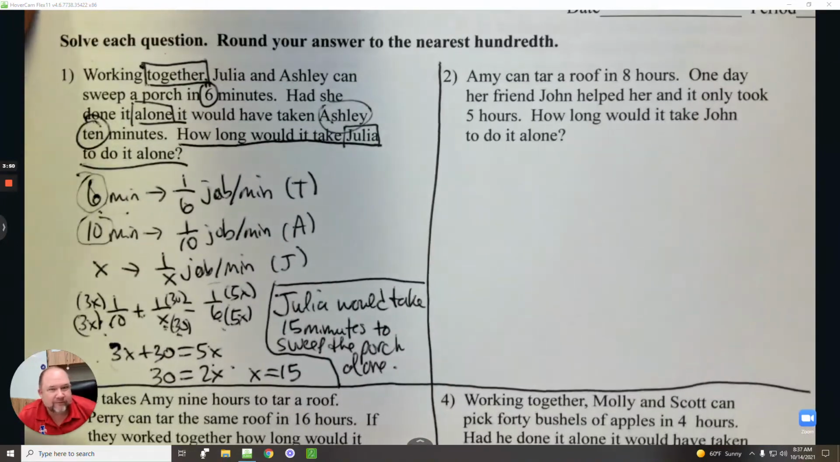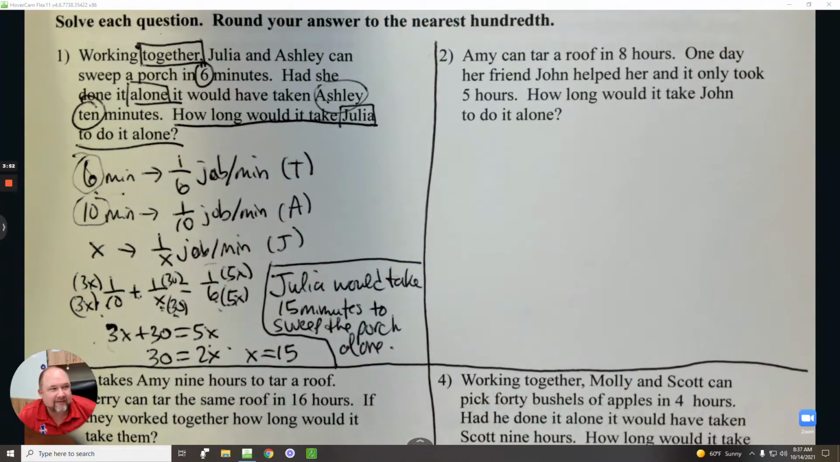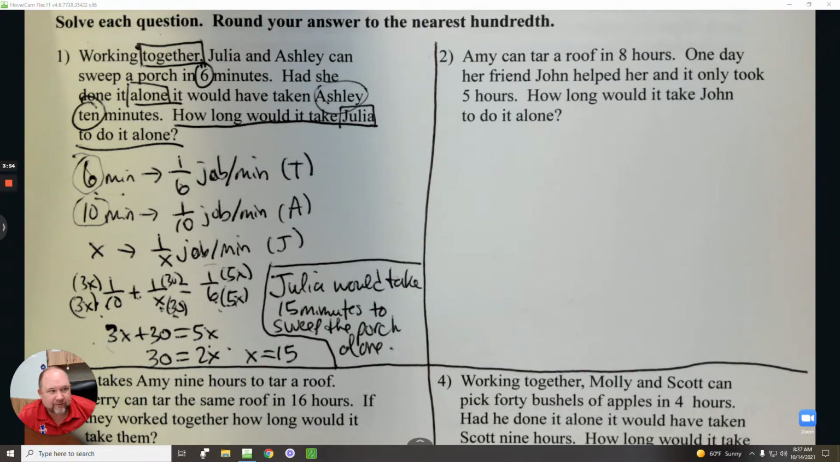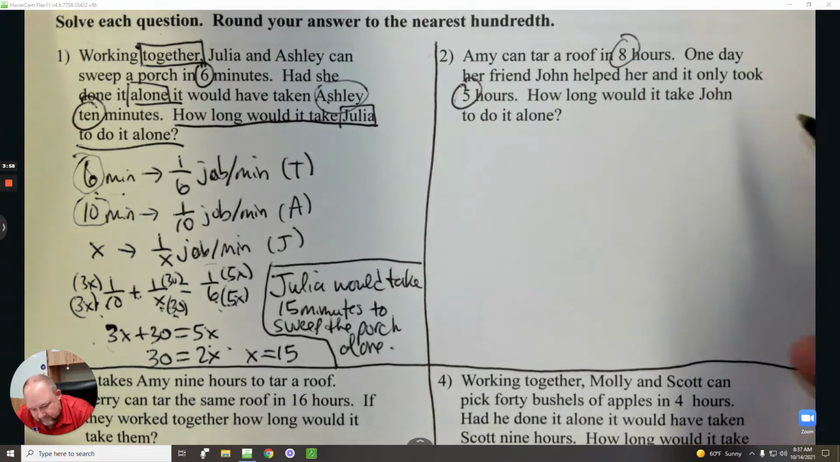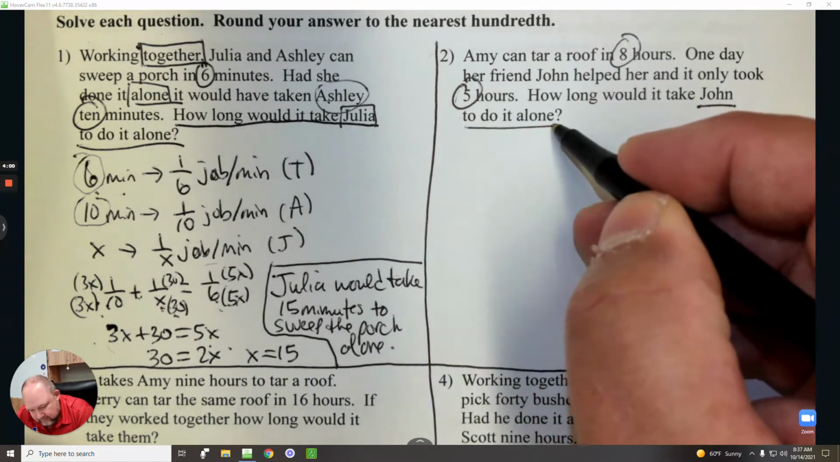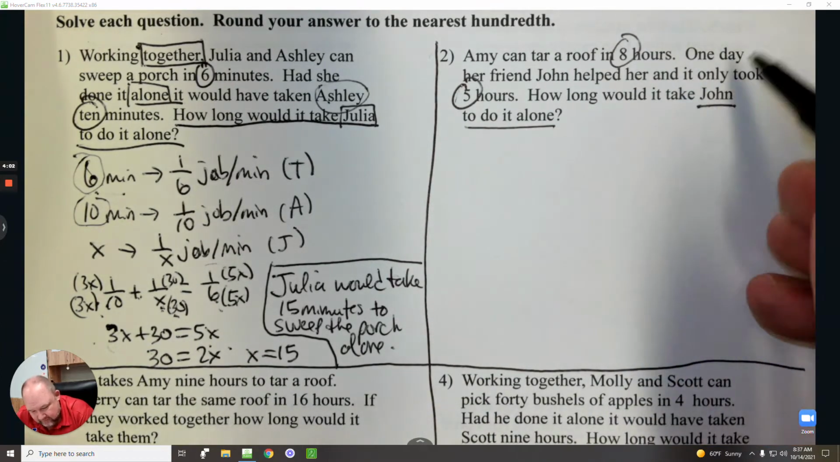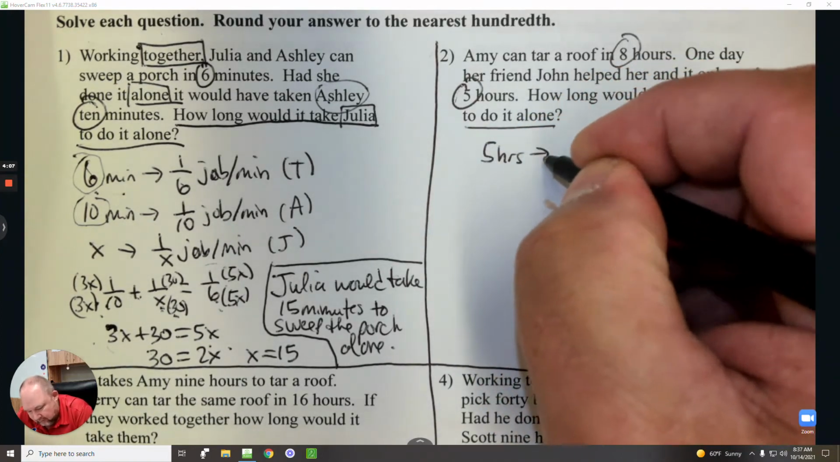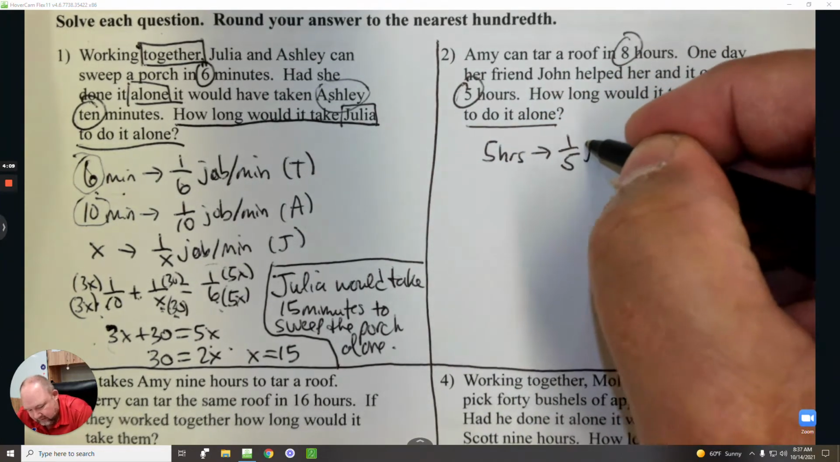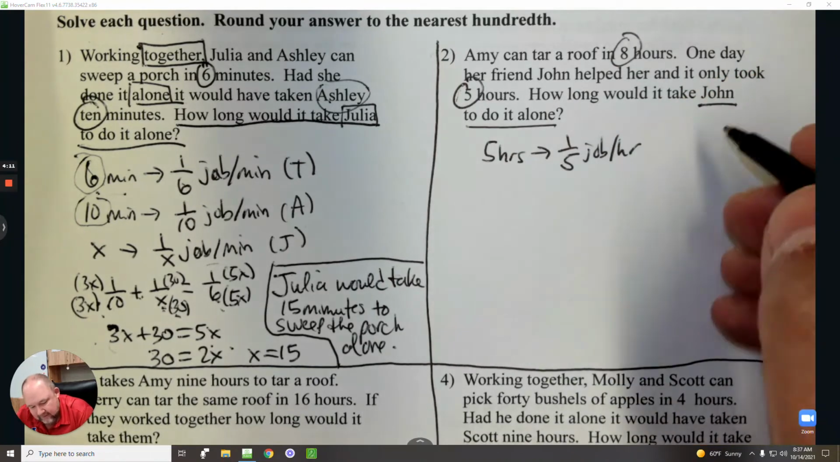Amy can tar a roof. That's impressive. I can't. One day her friend John helped her. It only took 5 hours. How long would it take John to do it alone? So again, we're going to break it down. So together, it took them 5 hours. So as a rate, that's 1/5 of the job per hour.